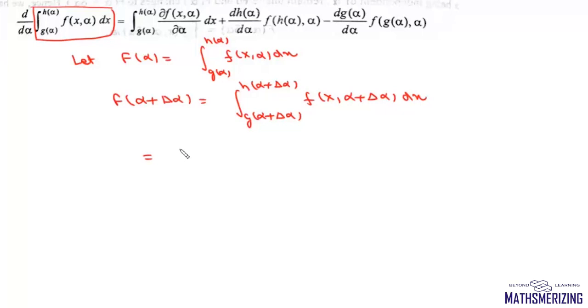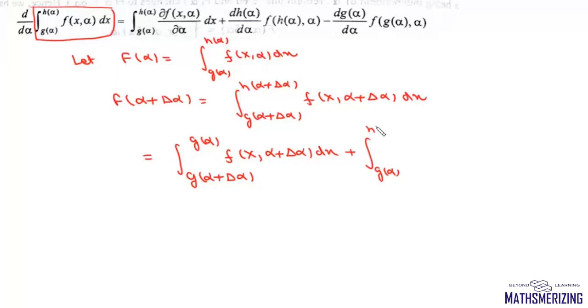Now we'll separate this integral into three parts. We write this as the integral from g(alpha + delta alpha) to g(alpha) of f(x, alpha + delta alpha) dx, plus the integral from g(alpha) to h(alpha) of f(x, alpha + delta alpha) dx, and then plus the integral from h(alpha) to h(alpha + delta alpha) of f(x, alpha + delta alpha) dx.